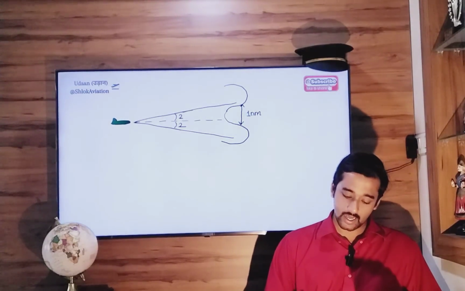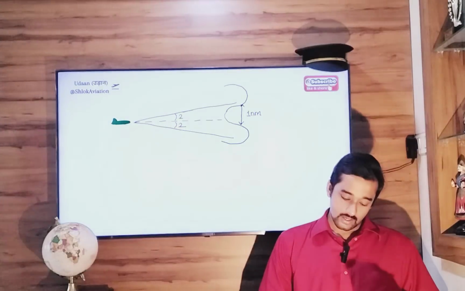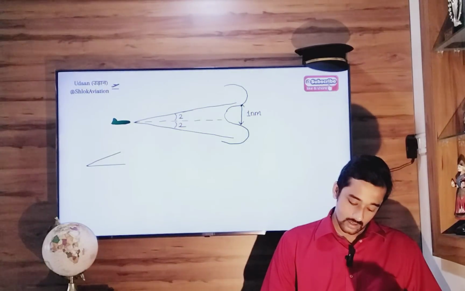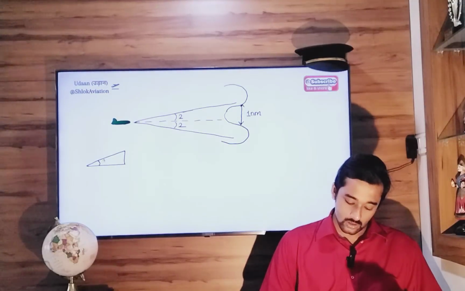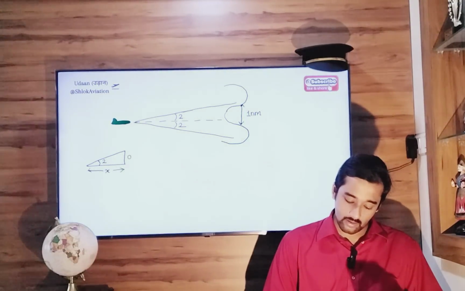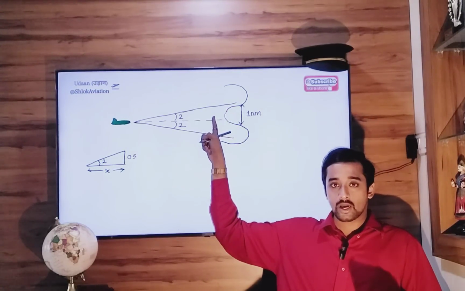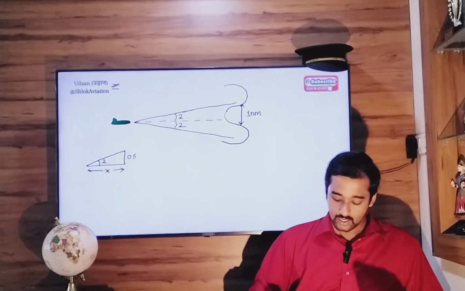So I am drawing this triangle again. We are only going to consider the upper triangle. So this is 2 degrees. This is what we have to find out, x. This will be 0.5. One will be divided into two parts: 0.5 for this triangle, another 0.5 for the triangle at the bottom.